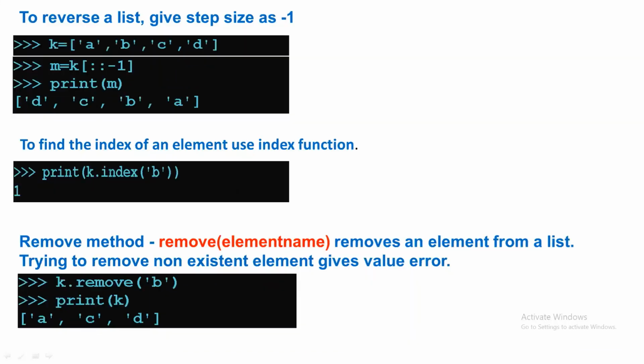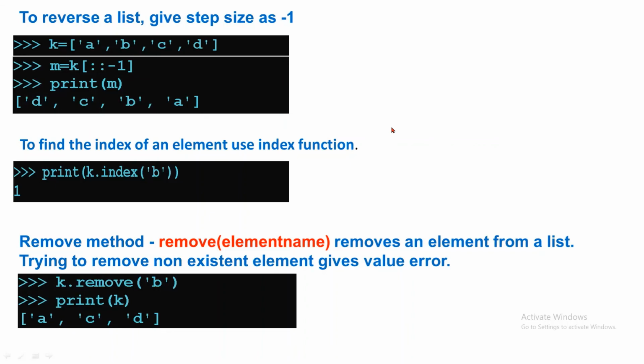The next is if you want to reverse a list, just give the step size as -1 and don't give the start parameter as well as the stop parameter. So here I have a list called K with the elements A, B, C, and D. And then I say K, I don't mention start and the stop. I have just mentioned the step size is -1. It reverses all the elements of the list and it prints D, C, B, and A.